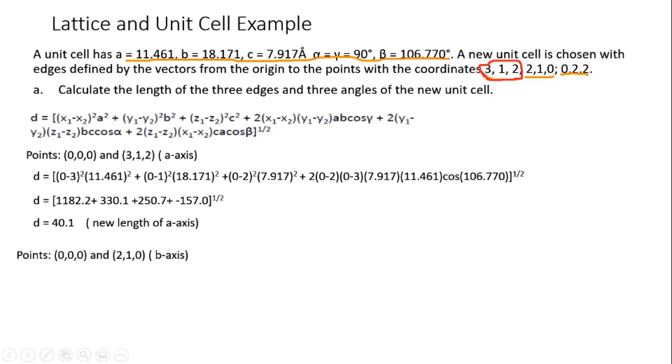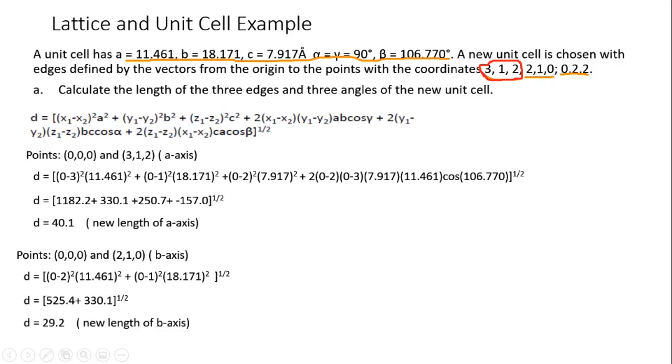And we do the same thing for the b-axis. The original vector was 0, 0, 0. The new one is 2, 1, 0. So we want to find the distance between these 2 points. And since the c is 0 here, it simplifies our distance equation. And so the length of the new b-axis is 29.2.